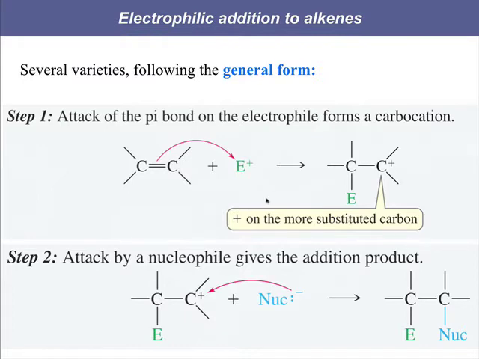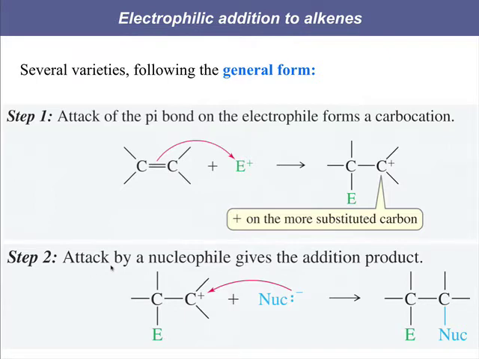Now we will see that we will always end up with the positive charge on the more substituted carbon. So whichever of these two carbons is more substituted, meaning tertiary over secondary over primary over methyl, whichever one is more substituted is the one that will get the positive charge. The less substituted one will get the electrophile. We'll talk about why that is in a moment.